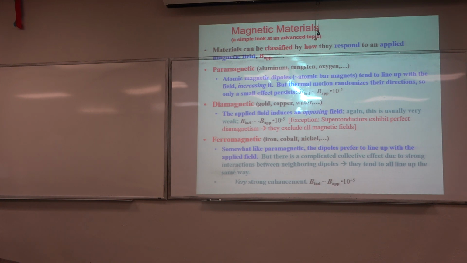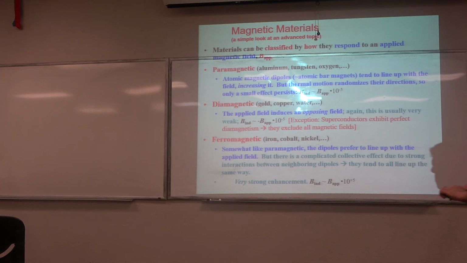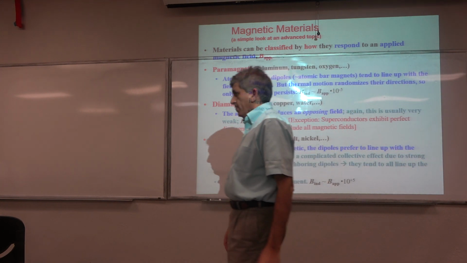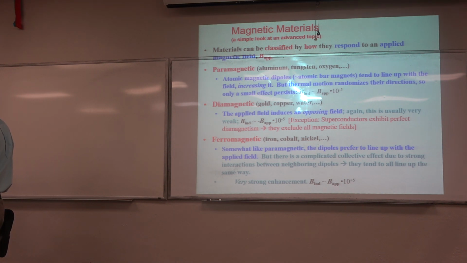There are three kinds of materials, classified in three different categories. One is the paramagnets, such as aluminum, tungsten and oxygen. They do not become completely magnetic. The atomic magnetic dipoles, basically atomic bar magnets, tend to line up with the field, increasing it, but the thermal motion of the particles randomizes the direction, so this alignment does not stay for a long period of time.